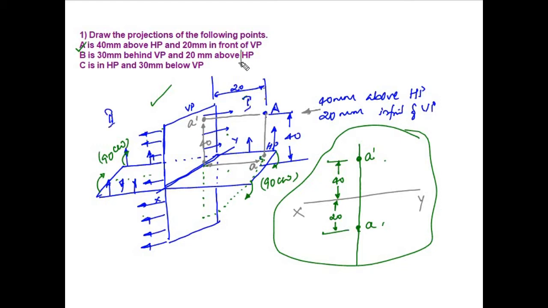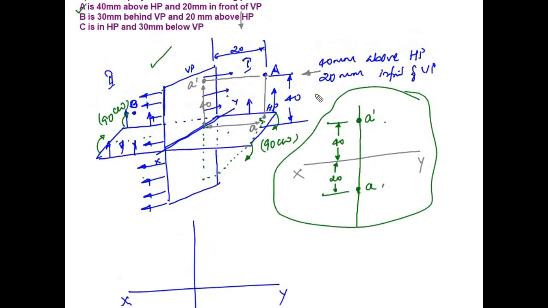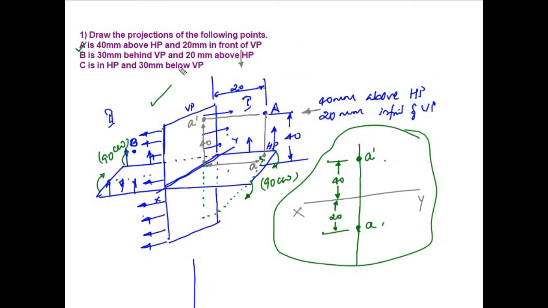So previous one is in the first, this is in the second quadrant. So somewhere over here I'll have my point B. I'm drawing the projections directly. So I'll take my xy line and draw a projector for B. Now on this I'll mark. Here it is given 30 mm behind.